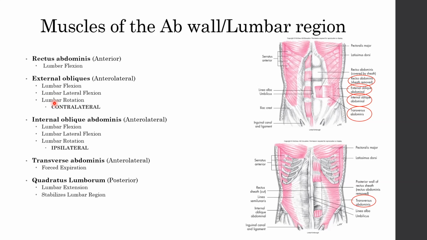So this is very similar to what we see in our cervical region when we talk about our SCM, or our sternocleidomastoid muscle, in that it results in that contralateral rotation action. So our internal oblique abdominis, these are the fibers that run deeper compared to the external oblique muscles.